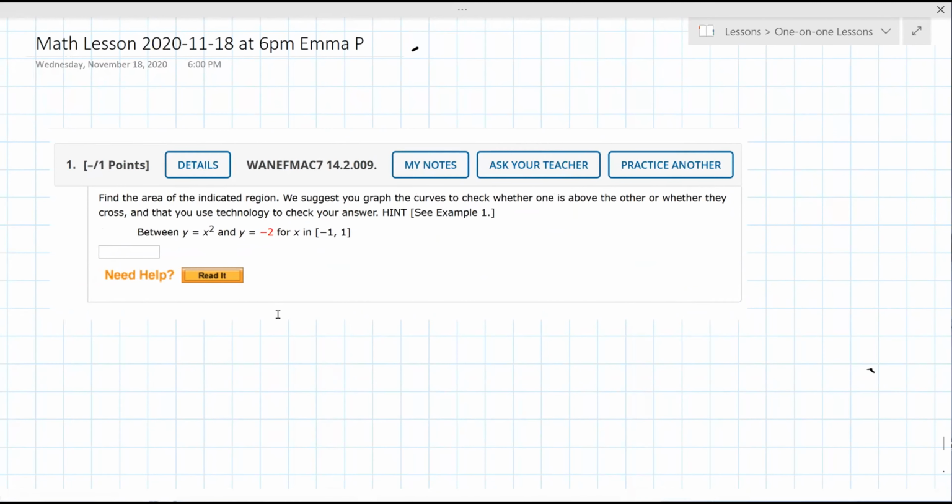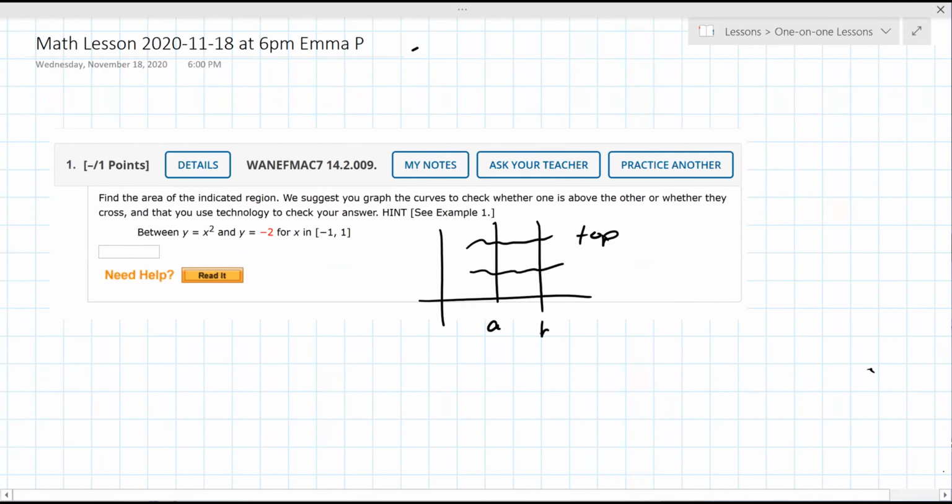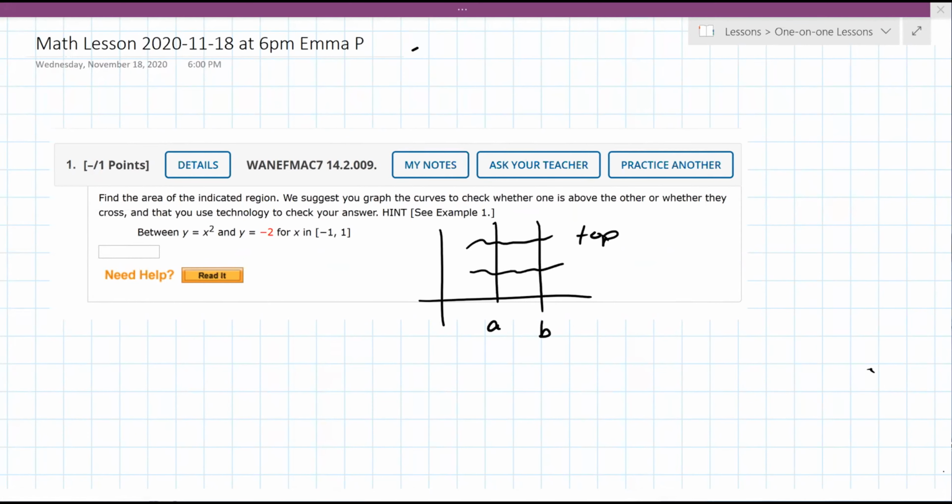Okay. So essentially, when you're finding the area between two curves, you've got a top and a bottom, and then you have an A and a B, like that. And very generally, it's the integral of top minus bottom from A to B.